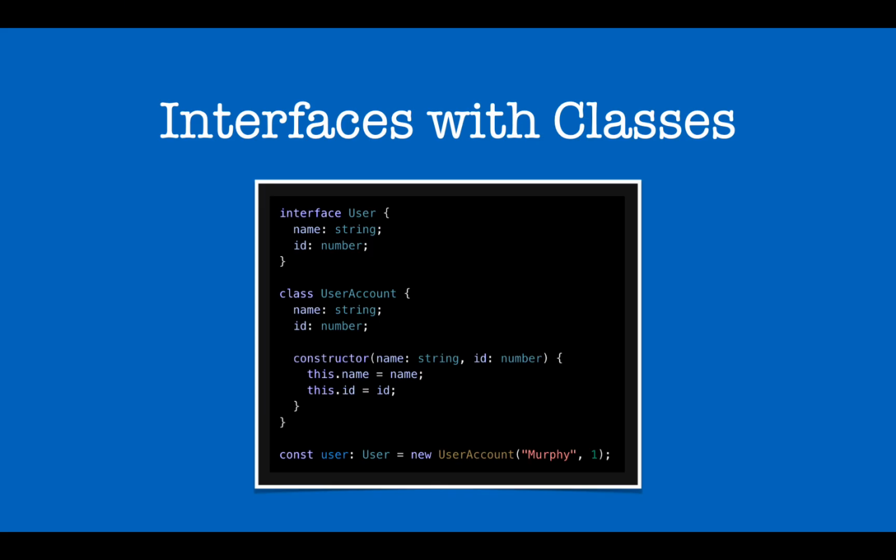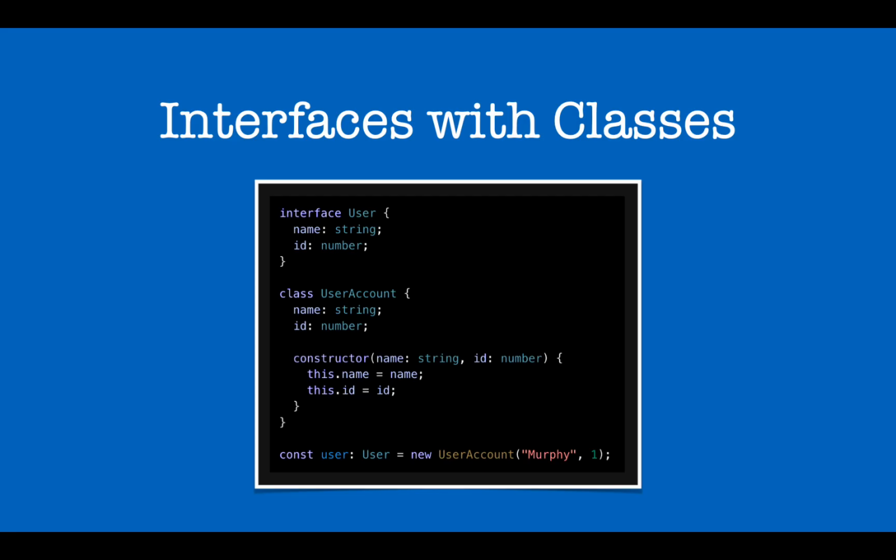Let's say we're using this bit of code to add new employees to the company database. So we have a new hire named Murphy, and his employee number is 1. So we can use the UserAccount class with the User interface predefined, and we can create a new user account for Murphy, the new hire, for example.